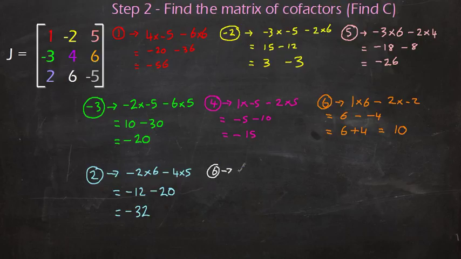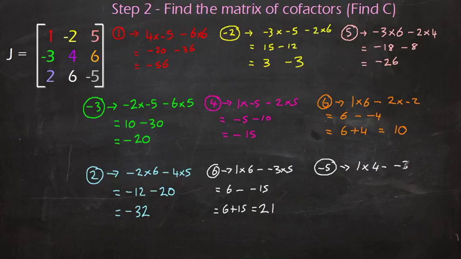Third row, second column, element 6, its cofactor will be one lot of 6, take away minus 3 lots of 5. So that's 6 take away minus 15, which is 6 plus 15. And then the final element, its cofactor will be 1 times 4, take away minus 3 times minus 2. So that'll be 4 take away plus 6, which is 4 take away 6, which is minus 2.